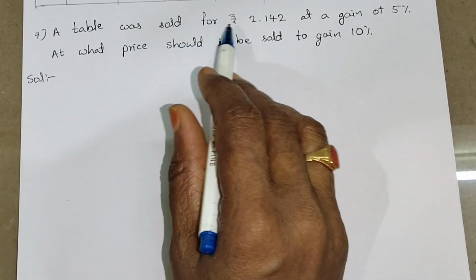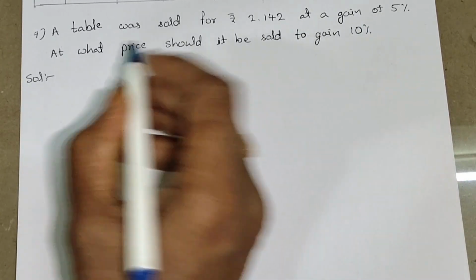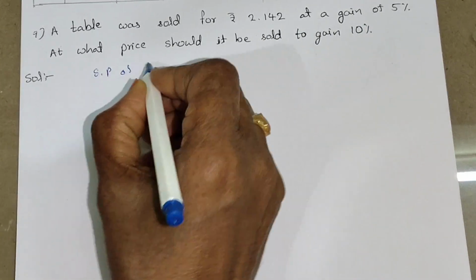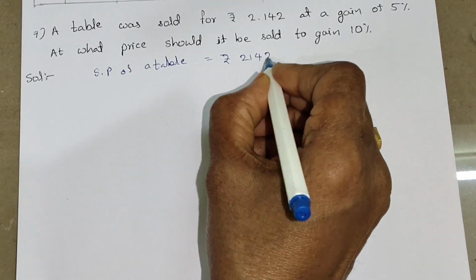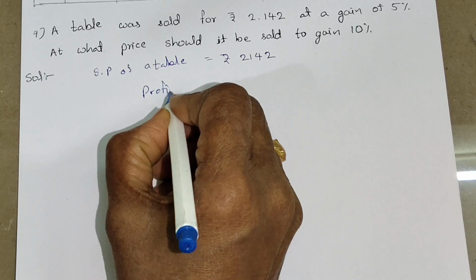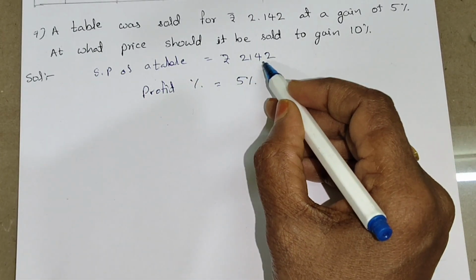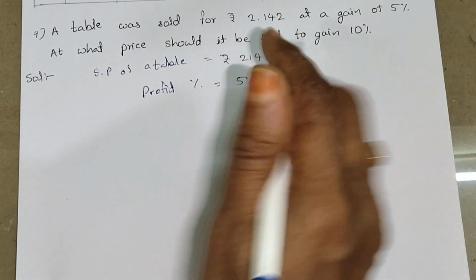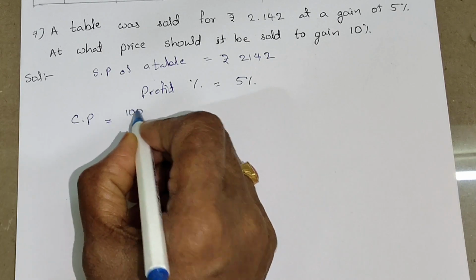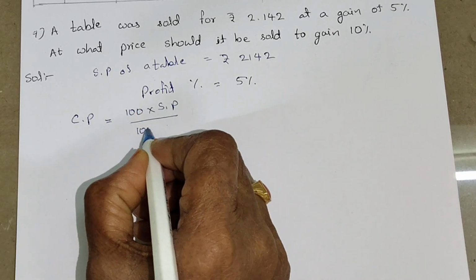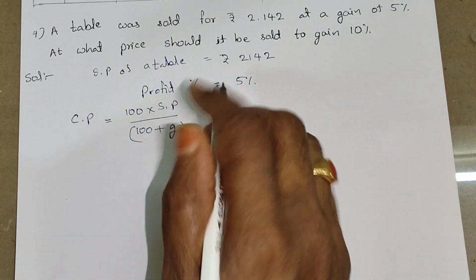A table was sold for 2,142 rupees at a gain of 5%. So the selling price of the table is 2,142 rupees, and the profit percentage is 5%. Since the selling price and profit are given, we use the formula: cost price is equal to 100 into selling price by 100 plus gain percentage or profit percentage. This is the formula. So substitute these values here.